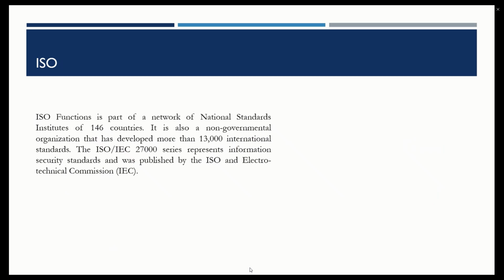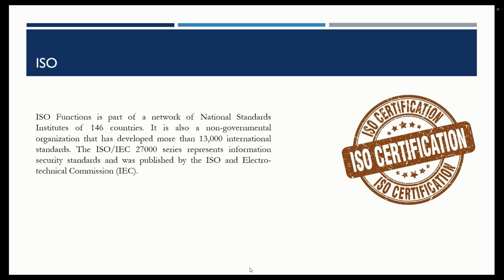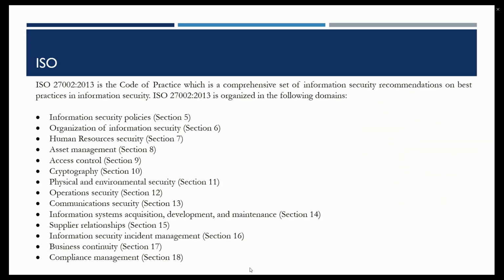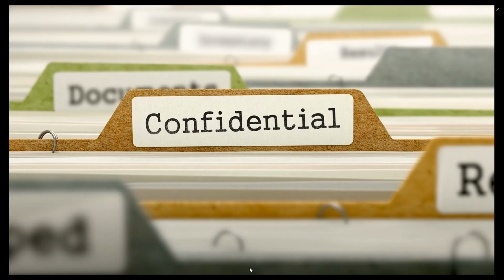Now, ISO, on the other hand, is part of a network of national standard institutes of 146 countries. It is also a non governmental organization that has developed more than 1,300 international standards. ISO 27002:2013 is the code of practice, which is a comprehensive set of information security recommendations.